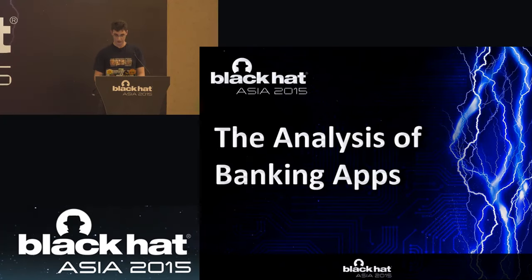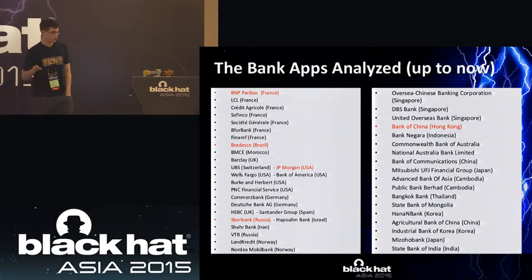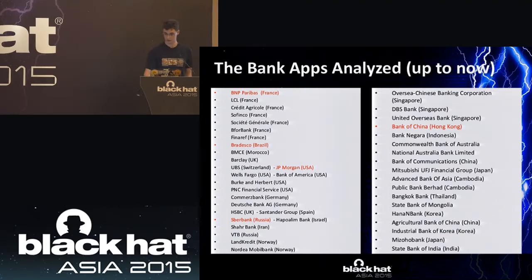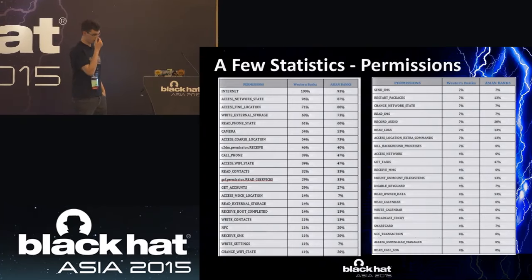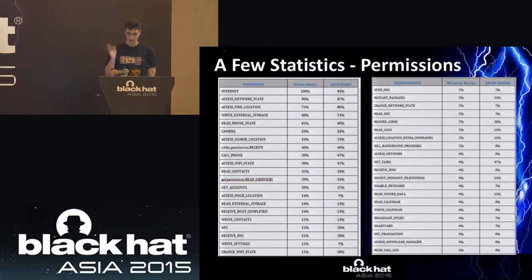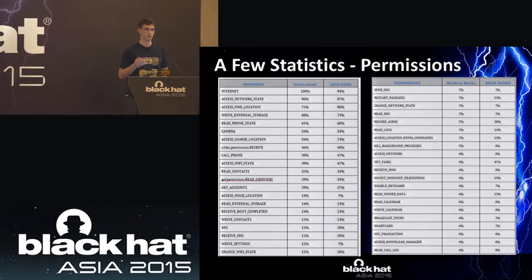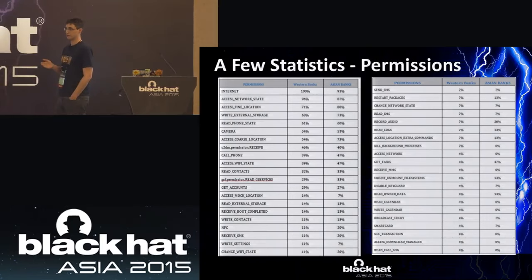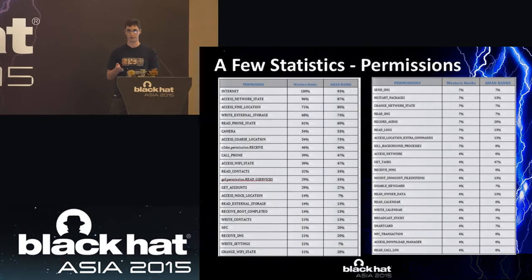Let's continue with the banking application. So we have analyzed all these applications, and the red ones are the ones we will present to you. Here are comparative statistics about American and European applications and ASEAN applications. So just to be quick, because I lack time. Banking applications use lots of permissions. So if the application is vulnerable, the attacker does not even need to run a root exploit, because the application already has a large permission on the phone.